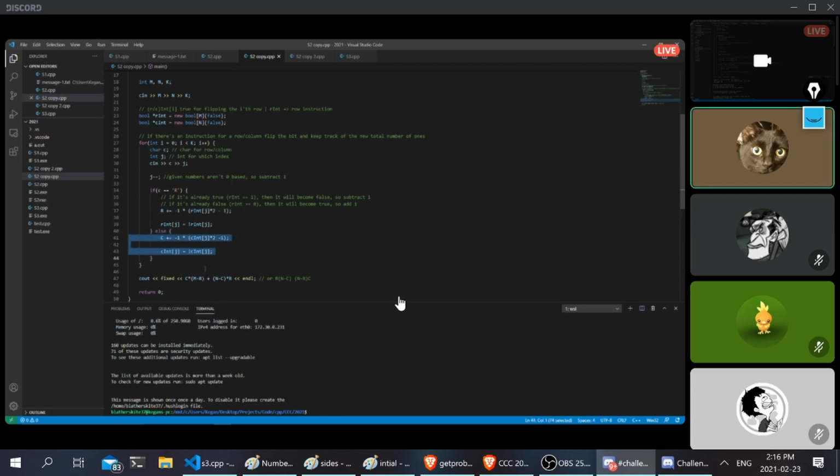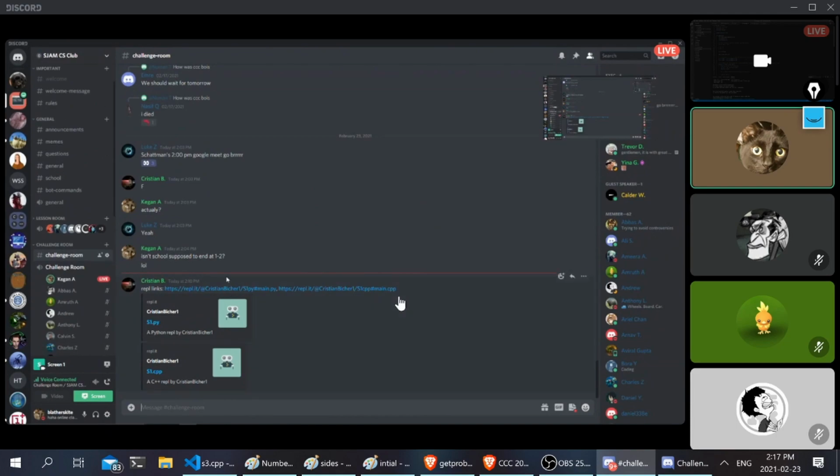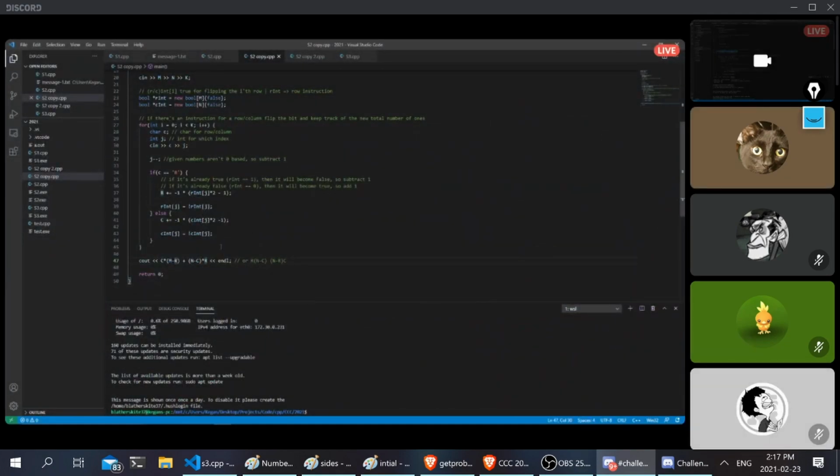And then I do that for the columns as well, and then I just plug all. This is not necessary. I was just doing that to test it out. And then I just plug it into the formula that I calculated, and that's my solution.